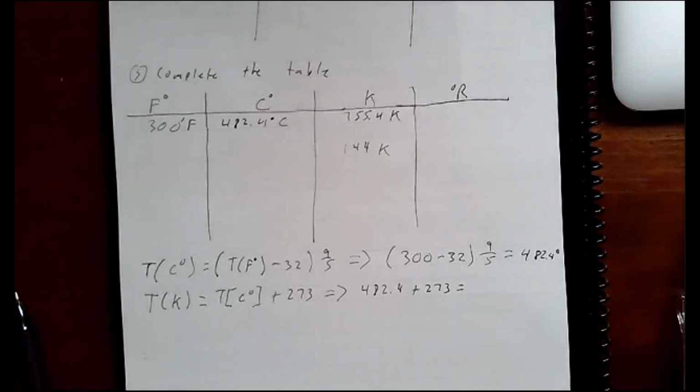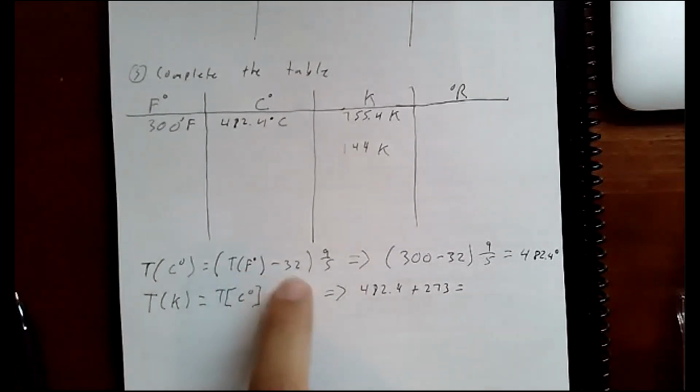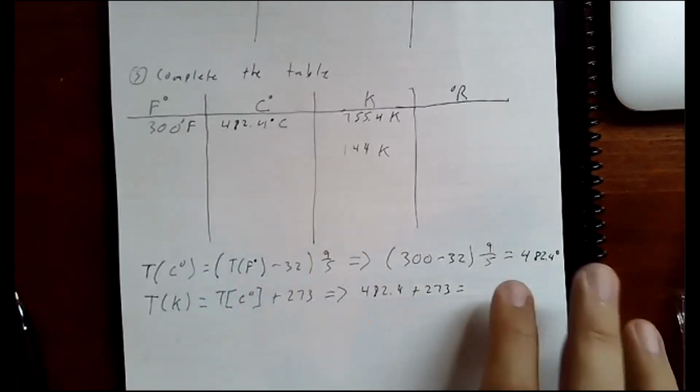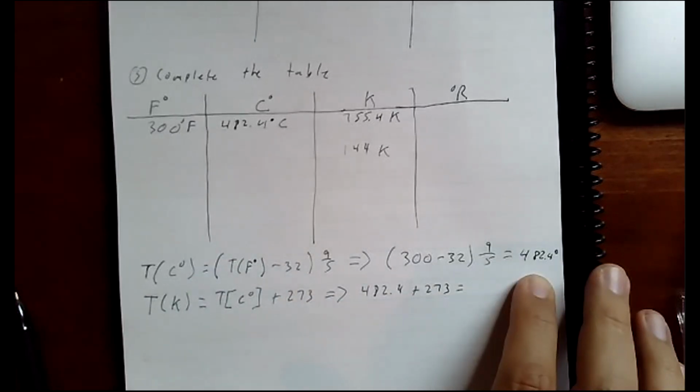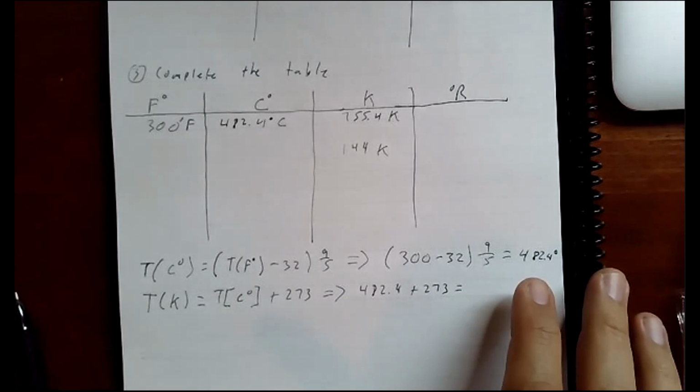One moment. Fahrenheit to Celsius should be, if it's 32 degrees, it should not be bigger. It should be, 1 second.